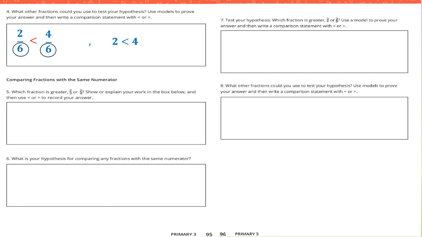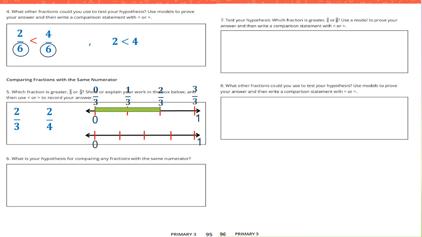The second part here: comparing fractions with the same numerators. Which fraction is greater, 2/3 or 2/4? Let's locate each fraction on the number line to make sure which is bigger. 0 is the starting point and 1 is the ending point. Let's locate 2/3 here. Label each dash by its fraction and join from 0 over 3 to 2 over 3.